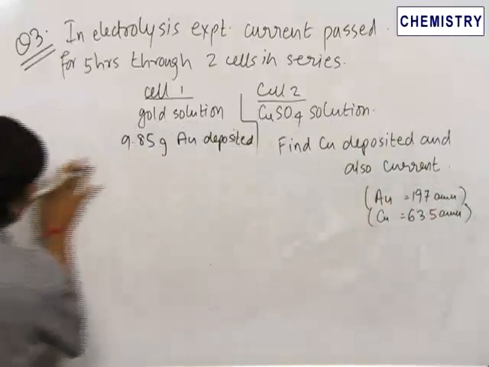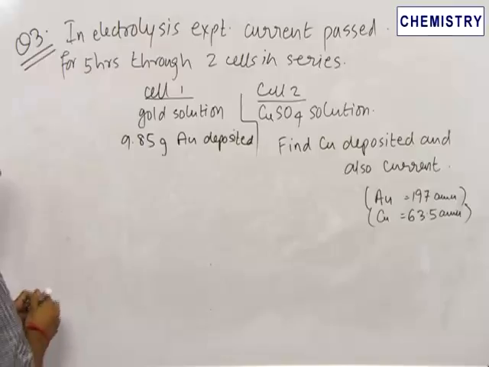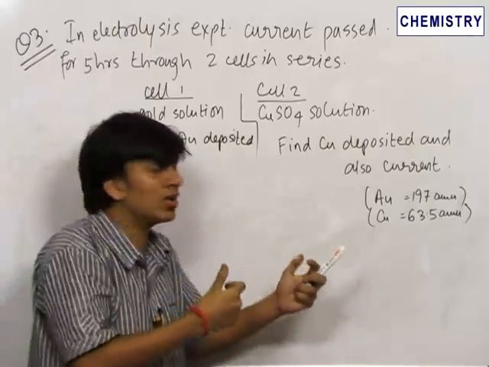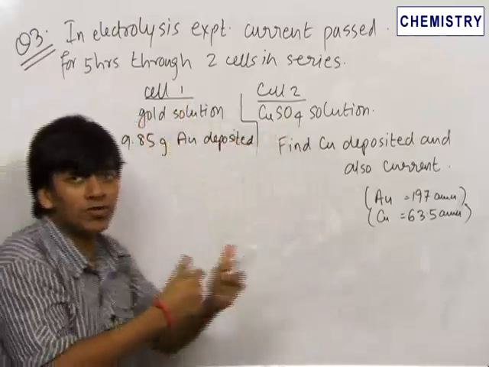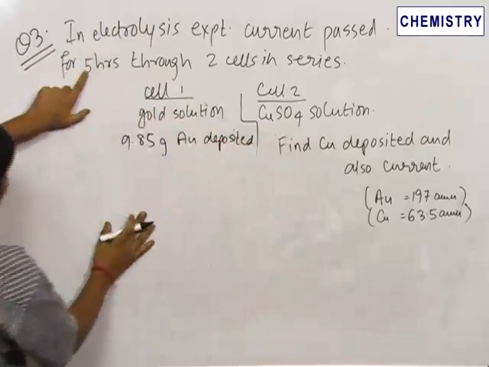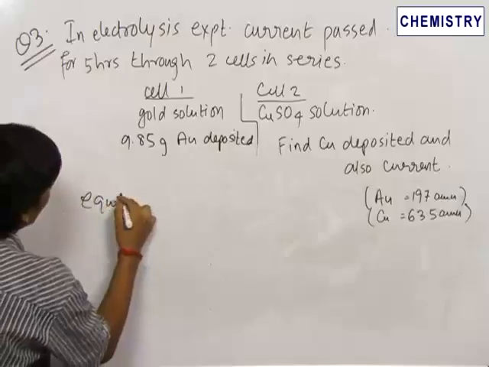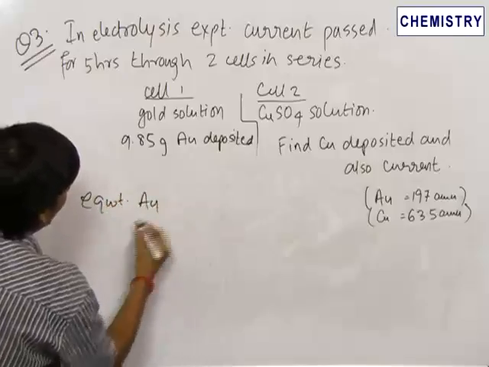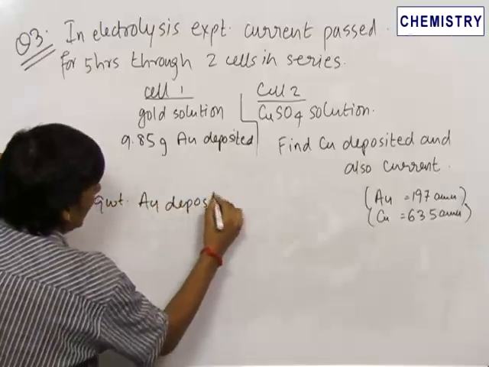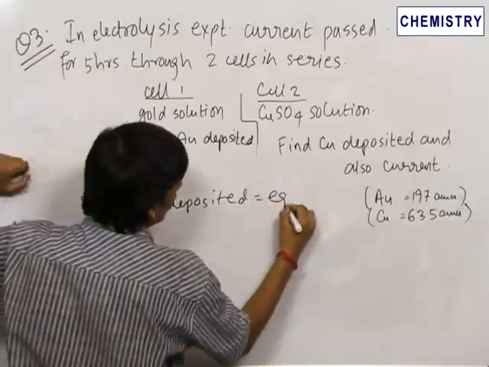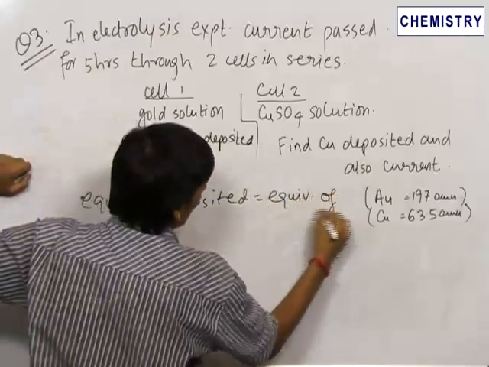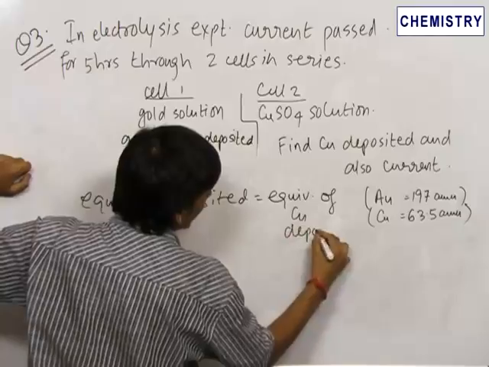So for solving this question, the first thing you should have realized is that since the two cells are in series, the current passing through both of these cells is the same, and for the same time interval. Therefore, by Faraday's laws of electrolysis, the equivalence of gold deposited in the first cell will be equal to the equivalence of copper deposited in the second cell.